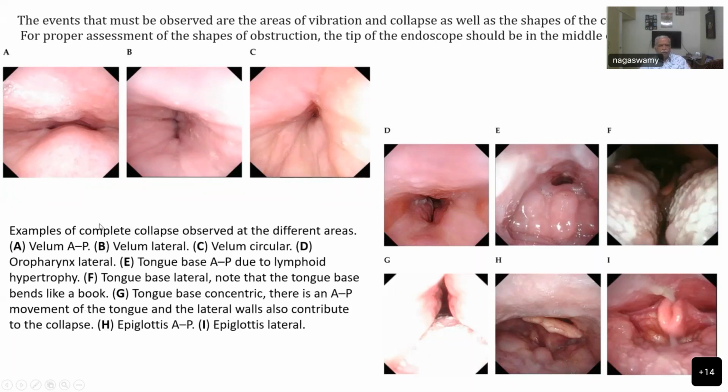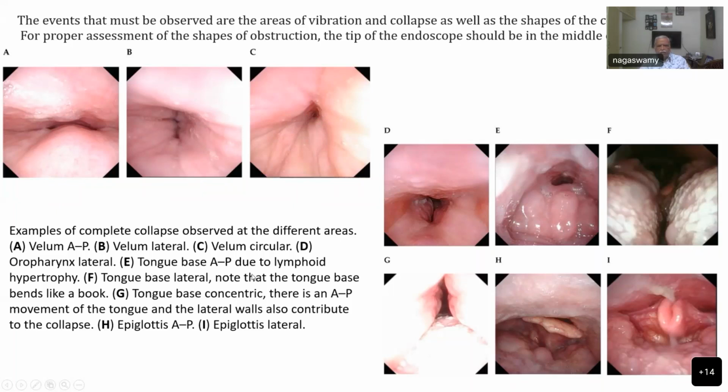So these are examples of complete collapse observed at different areas. A is the velum, that is the soft palate, anteroposterior. This is A, the lateral position, and A circular. So this is how the three shapes can be there. At the soft palate level, it can be an AP collapse, or it can be a lateral collapse, or it can be a circular collapse. And the oropharynx level is the D.